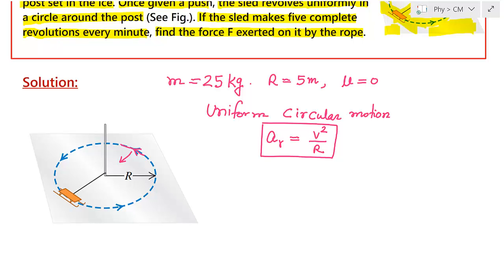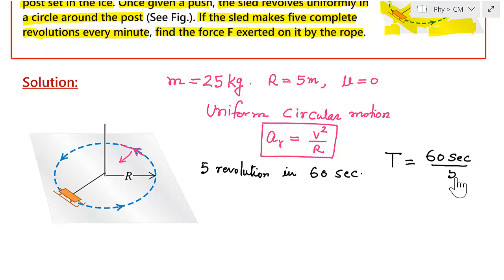But before that, we have to use the fact that this makes 5 revolutions in every minute, that is, in 60 seconds. So we can calculate the time period. The time period is the time required to make 1 revolution. So 5 revolutions take 60 seconds, so for 1 revolution it will take 60 seconds divided by 5, that is 12 seconds. So this is the time period, that is, the time required to make one revolution.